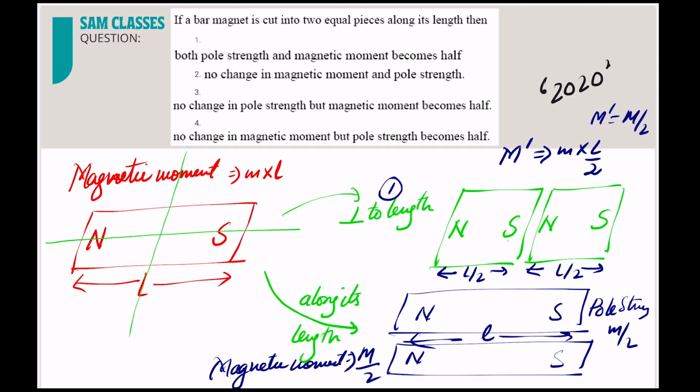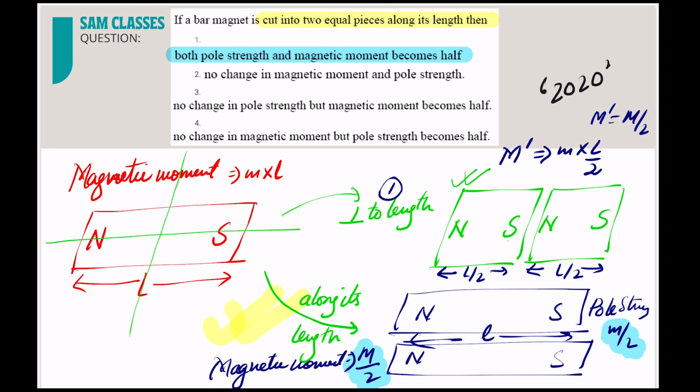So the question they have asked is, if a bar magnet is cut into two equal pieces along its length, in that case what happens? Both pole strength and magnetic moment become half. Pole strength is half, and magnetic moment also becomes half. Very simple. Next time they can ask simply about cutting perpendicular to the length also. You just need to break it down and solve it.